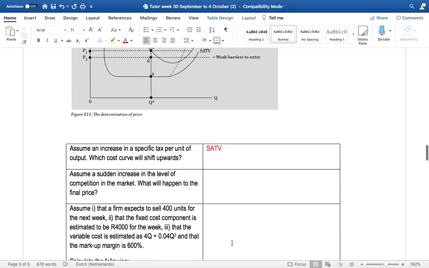And then second question, assume a sudden increase in the level of competition in the market. What will happen to the final price? Price will decrease when there is an increase in competition.